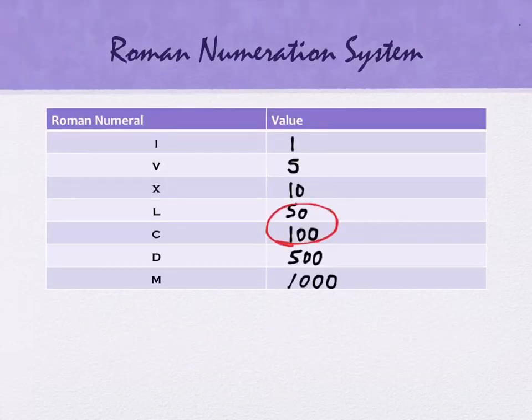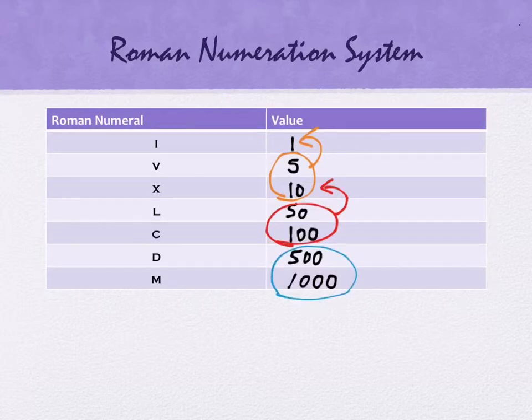So let me go back to my list of values to show you what I mean. The hundreds and the 50s can only be decreased by 10. Okay? Let me try to change color here. The 10 and the 5 can only be decreased by 1. The 500 and 1,000 can only be decreased by 100. They can only be decreased by one value beneath them.